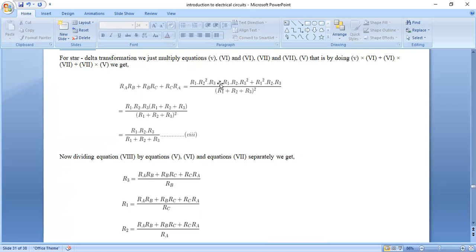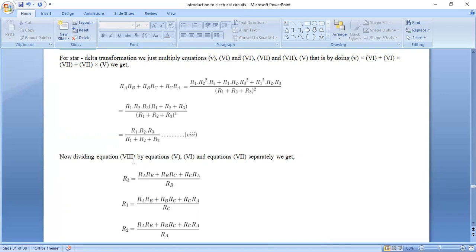So take R1, R2, R3 as common. So R1, R2, R3 of R1 plus R2 plus R3 by R1 plus R2 plus R3 whole square. So this square and this will cancel. Then the remaining is R1, R2, R3 by R1 plus R2 plus R3. This is equal to RA-RB plus RB-RC plus RC-RA. Let it be equation 8.